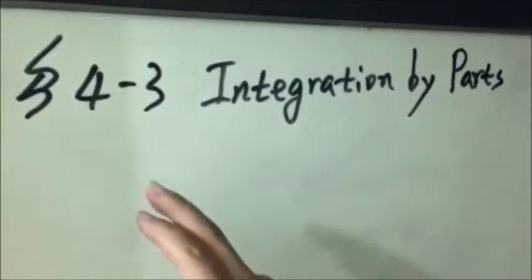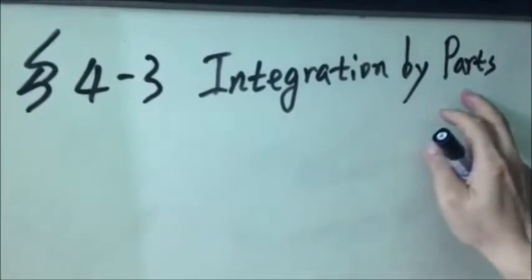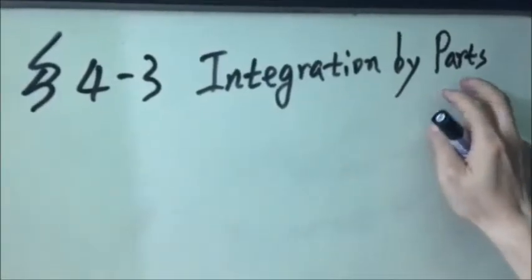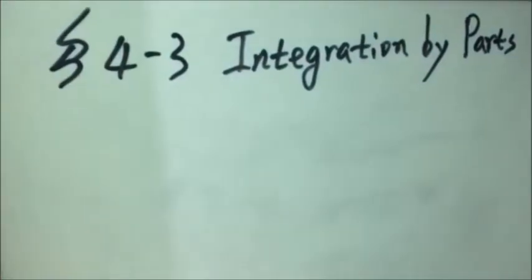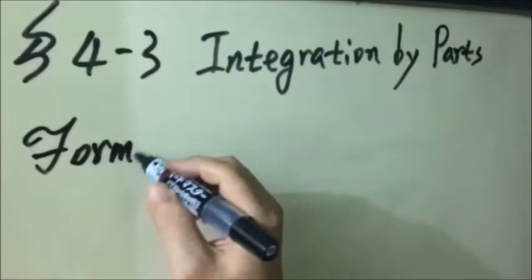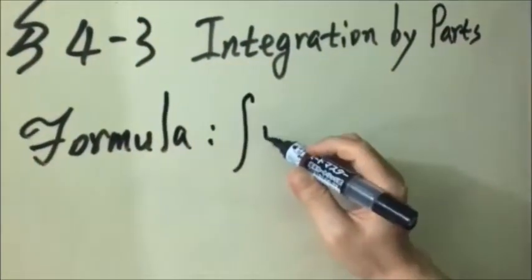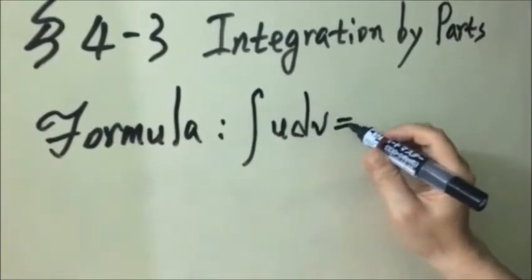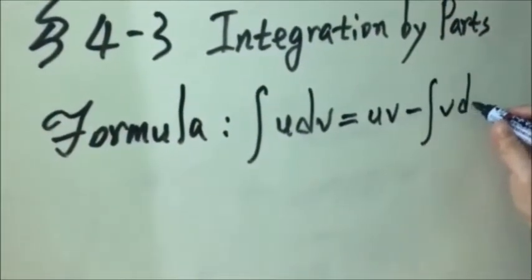In this lecture, we will introduce Chapter 4, Section 3. It's integration by parts. Parts means 零件部分, so it's translated as 分部积分法. This section has only one formula, so allow me to write it down. The formula is: the integral of u dv is equal to uv minus the integral of v du.